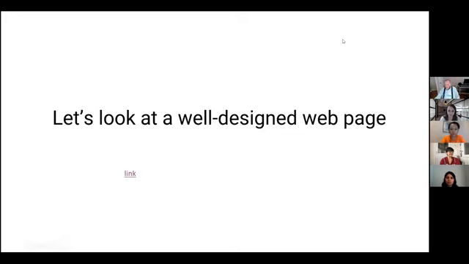Let me see if I can change my share here. I think I should be able to do this. Let's see, is my desktop available? I don't see it. All right, what I'd like to do is bring up the Princeton website. Let me see if I can do that. Apologize for this, but let's see what I can do. Oops, somebody just sent me a chat and I accidentally dismissed it. I am totally stuck here.